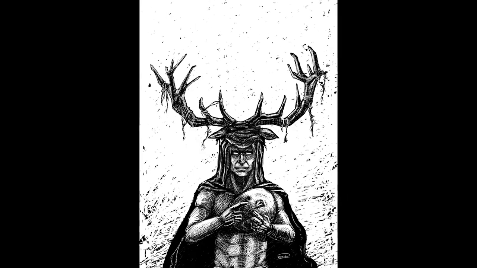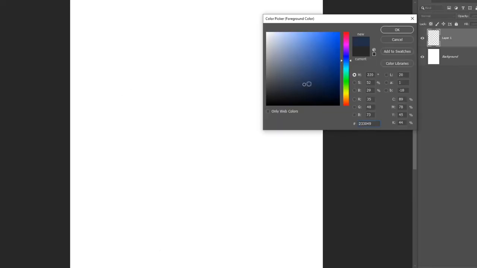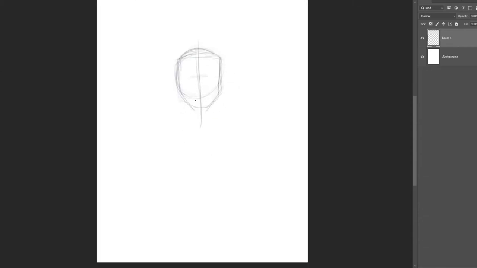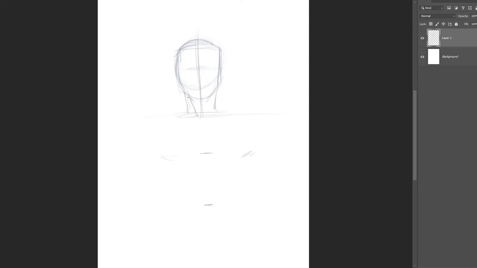Hi everyone, I'm Patricio Guerra, and today I'm going to show you how I did this illustration. The idea is to have something like a man from the caves or a spirit from the forest with the shape of a human.